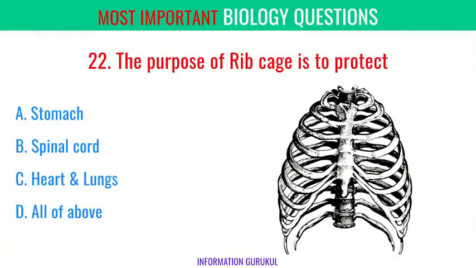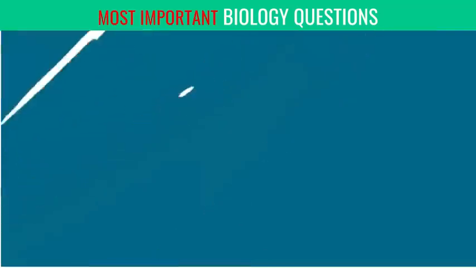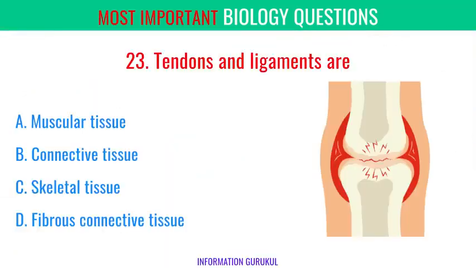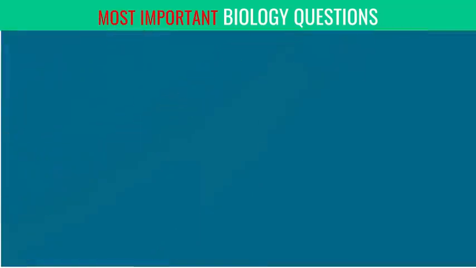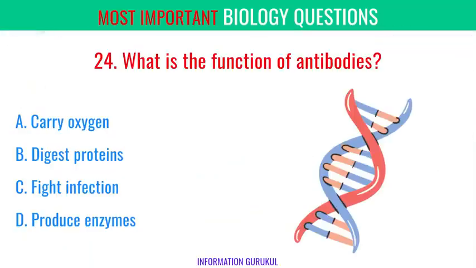The purpose of rib cage is to protect heart and lungs. Tendons and ligaments are fibrous connective tissue. What is the function of antibodies? Fight infection.